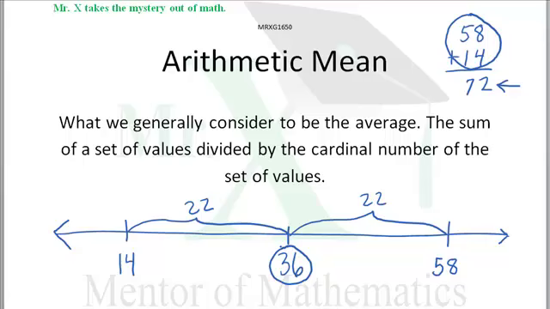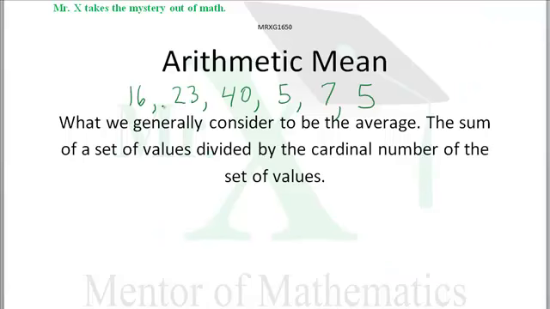But what if you have more than two numbers? Well, you just add them all up and divide by the number of numbers. Suppose we wanted the arithmetic mean of these six numbers. There are six numbers: 16, 23, 40, 5, 7, and another 5. By the way, do you know the mode of this? The mode is 5. That's the number that shows up most often.